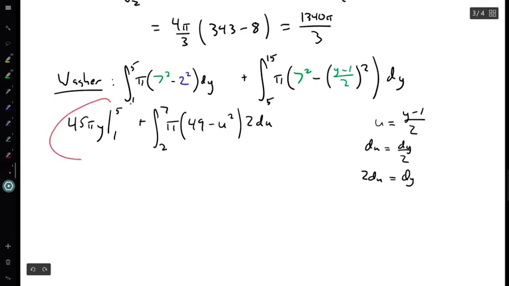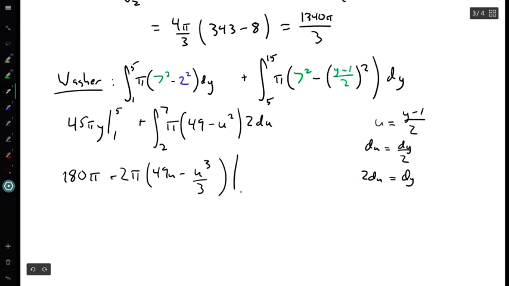So this 45 pi y evaluated from 5 to 1 works out to be 45 times 4 times pi, and 45 times 4 is 180. So we get 180 pi for this first term here. For the second term, let's see, we can now integrate. So this is going to be pi times 49u minus u cubed over 3. Oh, times another 2. And I want to evaluate from 2 to 7.